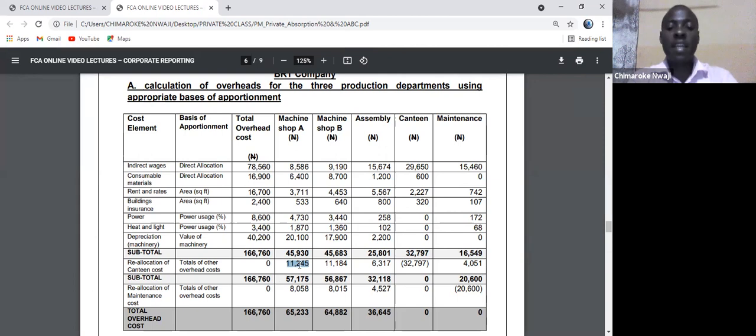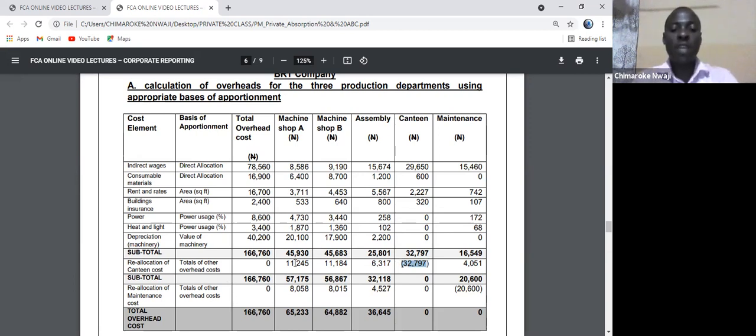So you see here that by the time you do it that way, for machine B and assembly, you find out that when you add this figure for machine A plus this figure for machine B plus this figure for assembly plus this figure for maintenance, when you add these 4, it must give you this figure for canteen. So it means that canteen has gone off and it has shared that money to all the other departments.